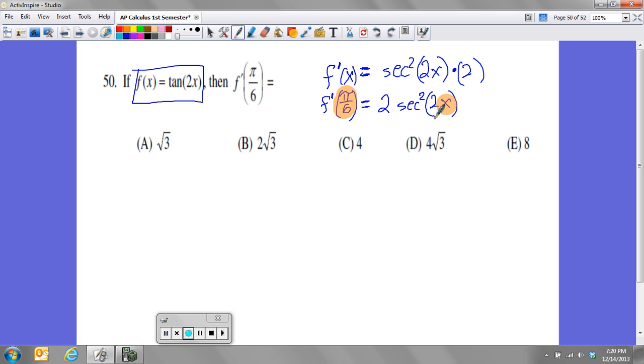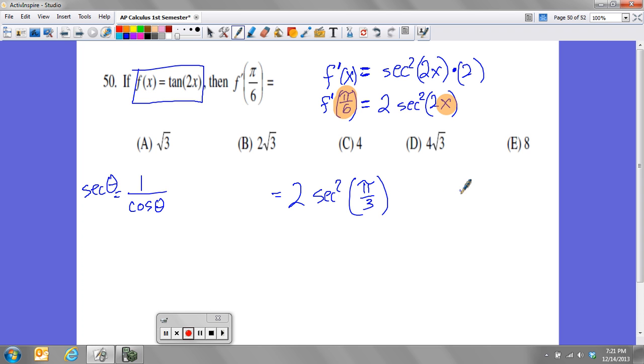So 2 times pi over 6 will become pi over 3 from reduced form. And I have secant squared of pi over 3. And I'm going to multiply that with 2. Well, secant is the inverse of cosine, which is 1 over cosine. So all I need to do is identify the fact that if I find the cosine and then just take its inverse or flip it, like its reciprocal, I have secant.